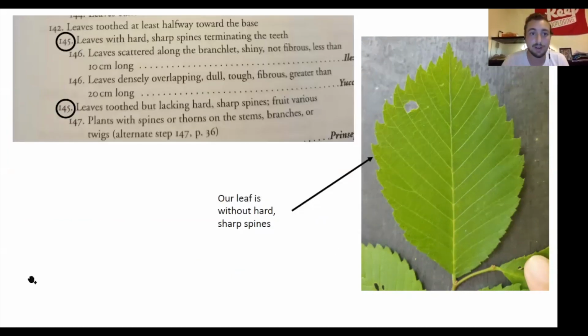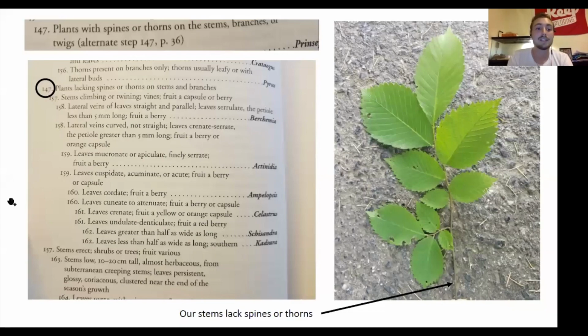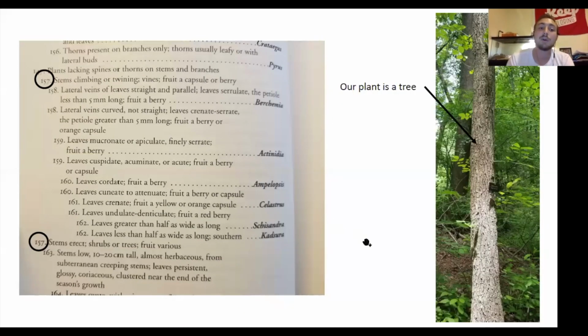And go to 145. If leaves have really hard, sharp spines, ones that would definitely cut you if you were to come across it, or if leaves were toothed but lacking these sharp spines. So we don't have a holly or a yucca. Our teeth are not sharp spines. So we'll go on to 145B, where it asks if our stems have thorns. Our stems do not have thorns. They lack spines or thorns. So we'll choose 147B here. And we'll go to 157.